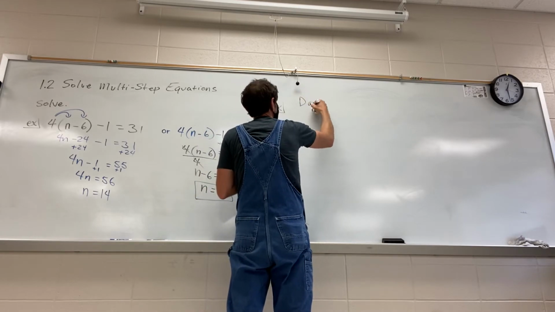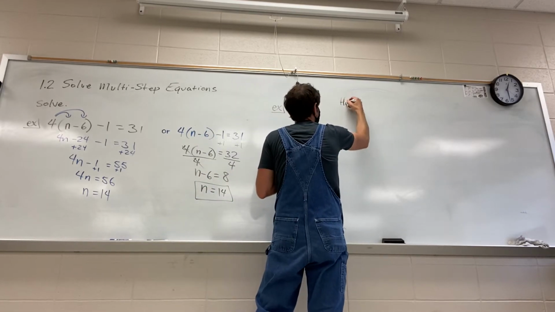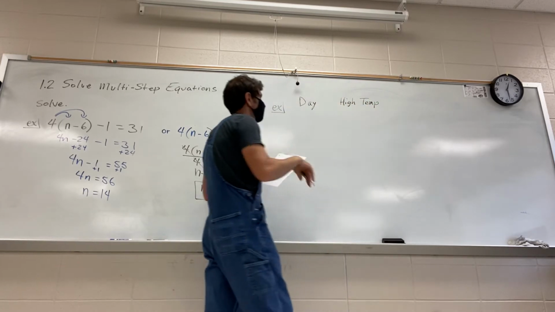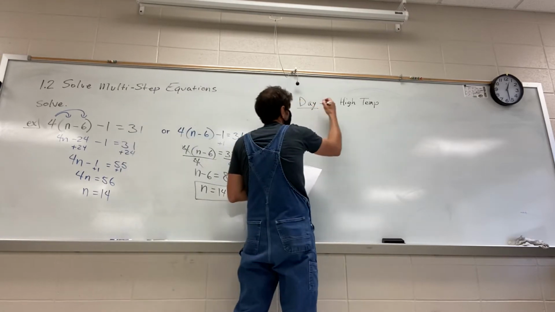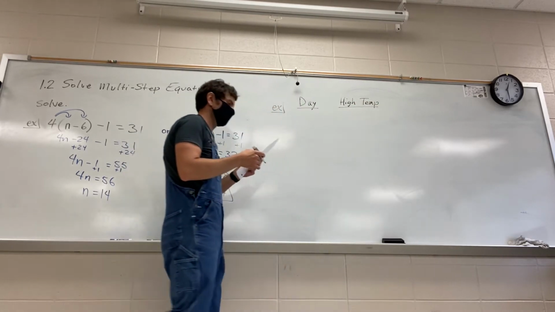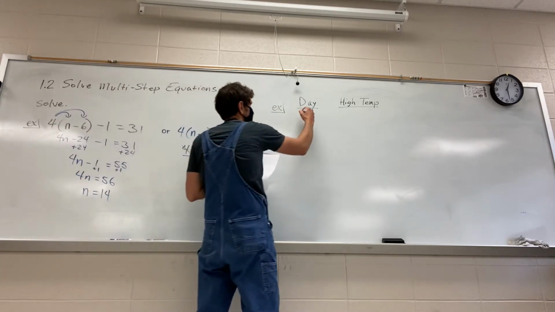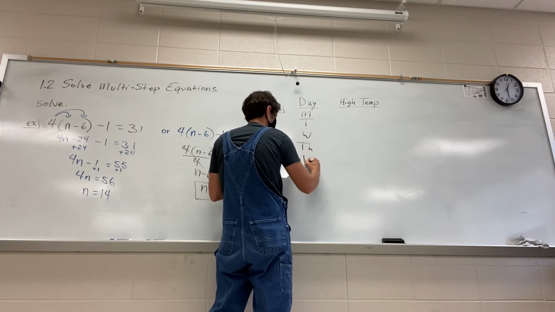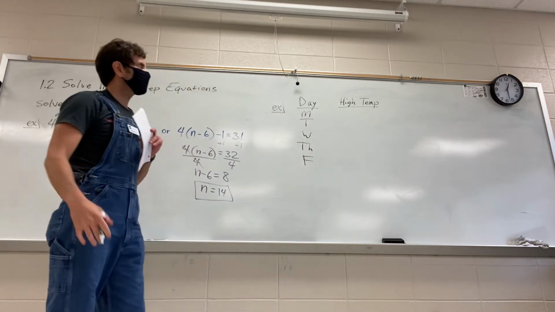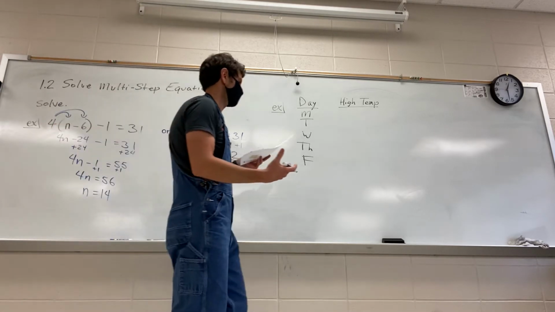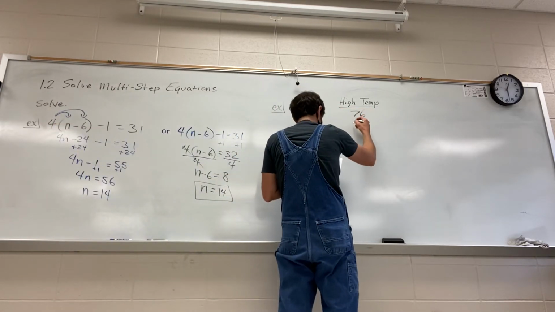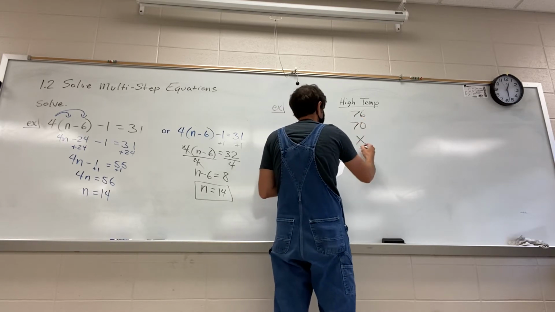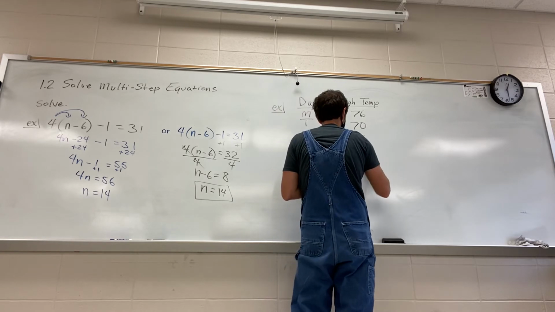This one starts off with some data. And the data is in the shape of two columns. You've got a day column and a high temperature column. The days are Monday, Tuesday, Wednesday, Thursday, and Friday, and the corresponding high temperatures for those days were 76, 70, unknown, 68, and 55.